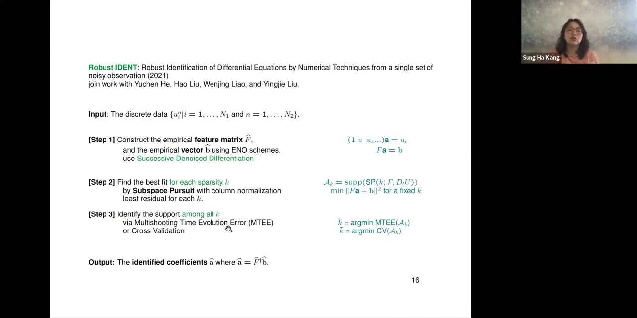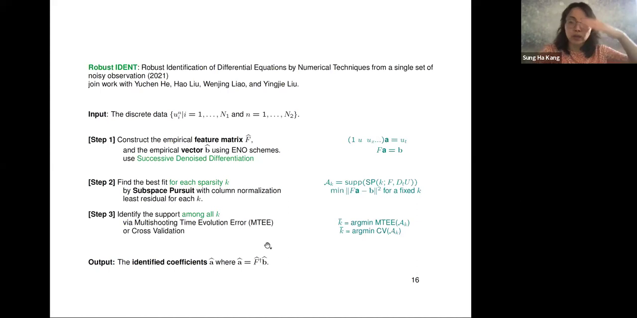As I mentioned earlier, we used the multi-shooting time evolution. However, if you start using the subspace pursuit, it is much more stable. So even cross-validation works. Cross-validation is just: you are given data, you cut it in half, use the half to find the coefficient, use that coefficient to fit the rest and then see how good the result is. So that's it. Cross-validation already gives a pretty good result.